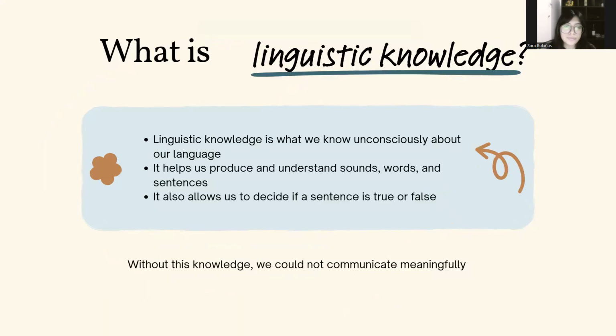So let me start with the first concept, linguistic knowledge. Linguistic knowledge is the unconscious information we have about our own language. For example, when I say the cat is on the mat, we immediately understand the meaning. We also know if that sentence is true or false in a real situation. This knowledge includes grammar rules, word meaning, and how to combine parts correctly.